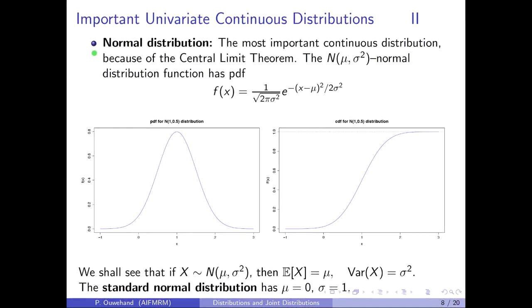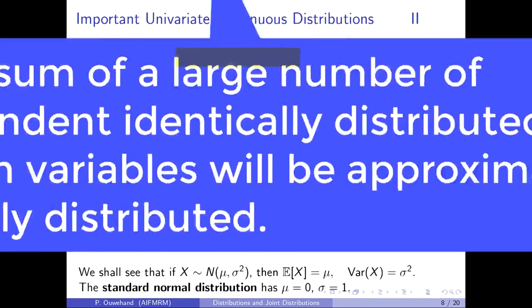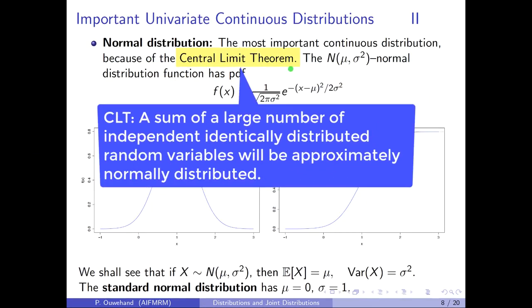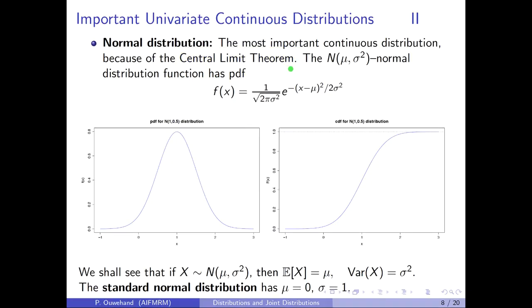We have already informally introduced the normal distribution. This is the most important continuous distribution because of the so-called central limit theorem, which we will cover later. The central limit theorem essentially says that a sum of a large number of independent, identically distributed random variables will be approximately normally distributed. The normal distribution with parameters mu and sigma squared, or with mean mu and variance sigma squared, has the following probability density function.